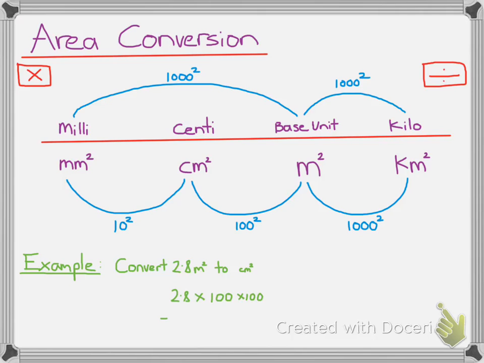And you can do that on the calculator because you have a calculator. And you get 28,000 centimeters squared. Okay, it'd be worthwhile practicing a few more examples of this, jumping between the different units of area.